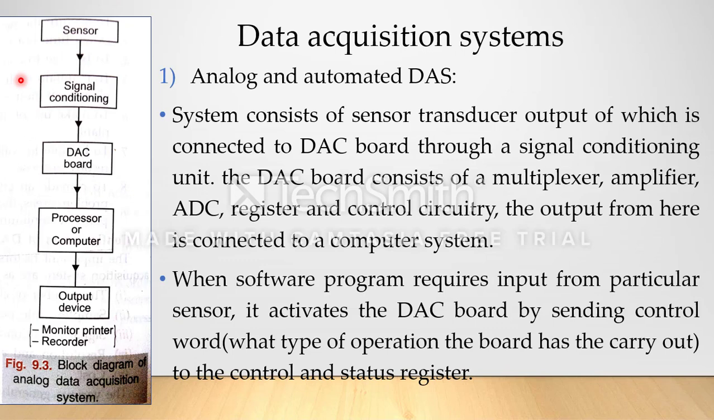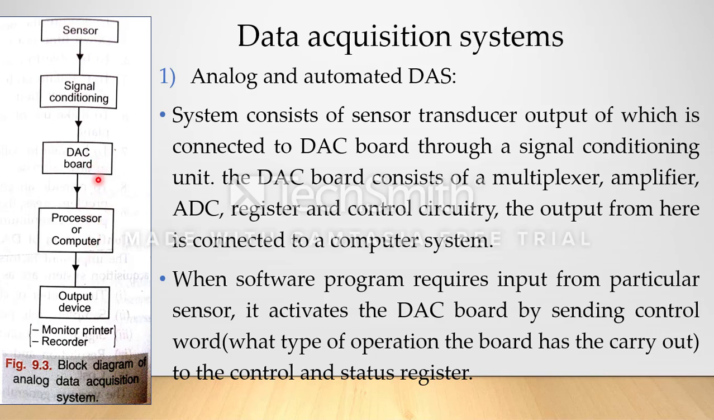Now we will see the main data acquisition. What are the different types of data acquisition system? We can have an analog data acquisition system and an automated data acquisition system. The analog data acquisition system consists mainly of signal conditioning and a DAC board, which consists of a multiplexer, amplifier and ADC.